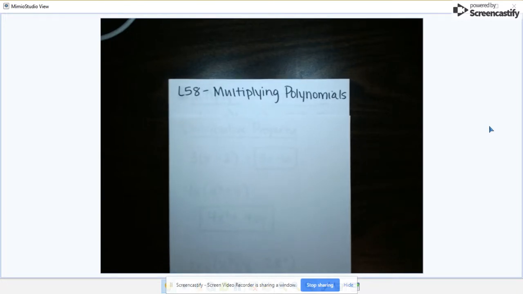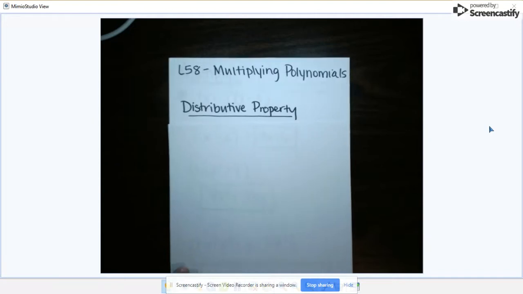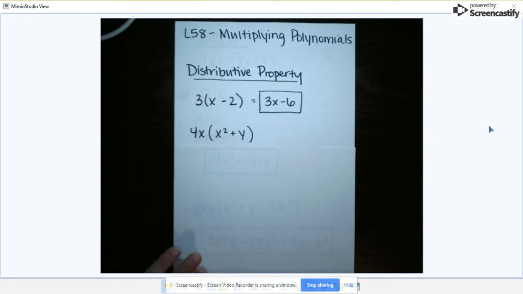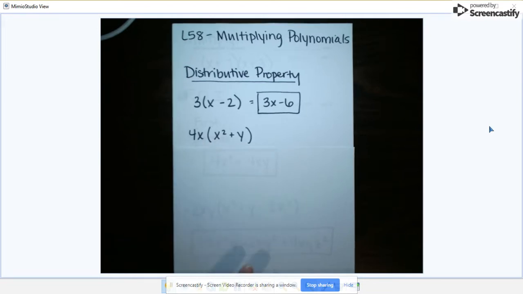Okay, we're going to look at multiplying polynomials today. So, kind of a lead-in to multiplying polynomials is the distributive property, which we've done forever. So there's just a quick, easy example. Here's an example where we're actually distributing a variable. So remember, when you distribute that variable, you can add your exponent, so that becomes a 4x cubed plus 4xy.